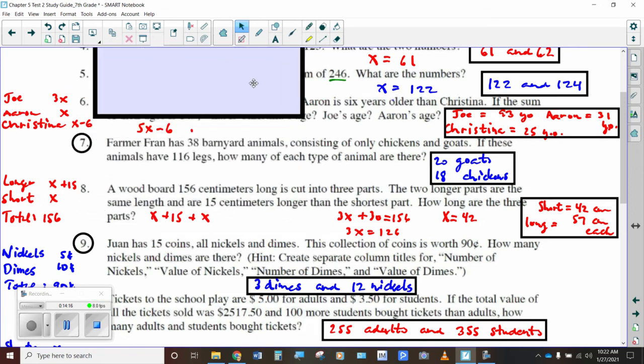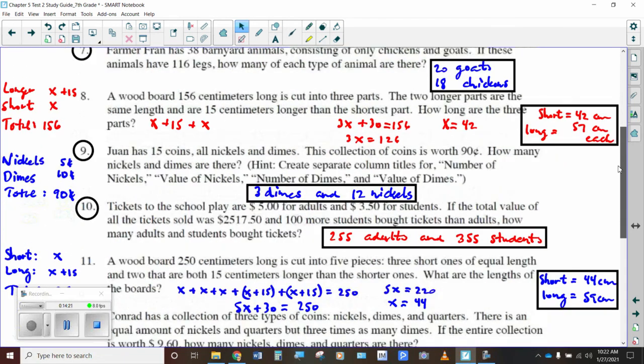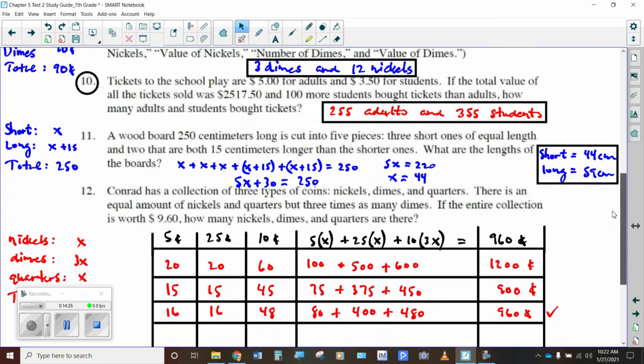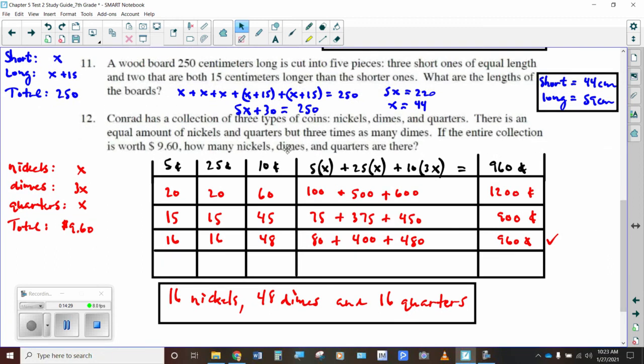Let me just move this guy out of the way and scroll down. Is there another good one in here? Number 10 is another one that's really tricky. Number 12 is one that involves nickels, dimes, and quarters. This is one where it gets tricky because not only do you have to factor in the number of each one, but you also have to consider the value.